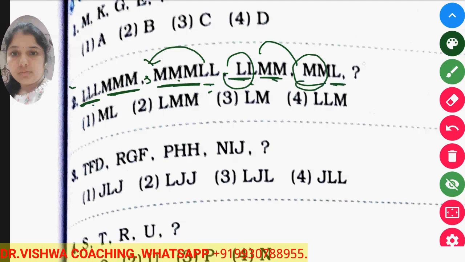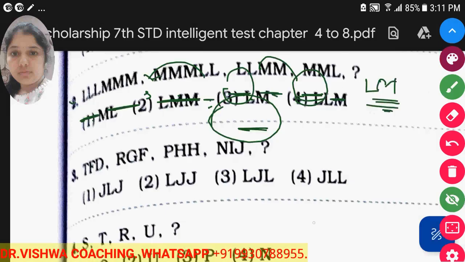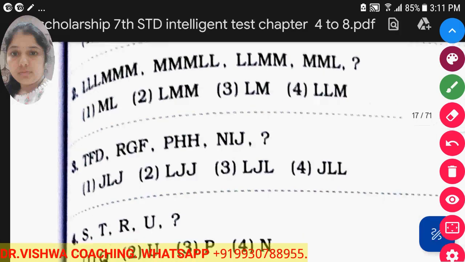Now what will happen next? L will come at the first position and the number of M reduces by 1. So LM should be the answer. So option number 3 is the correct answer here, not ML, because L will take the first position now. Alternately, they are replacing their position, and one by one the alphabet is getting reduced. Okay. Now the next one.